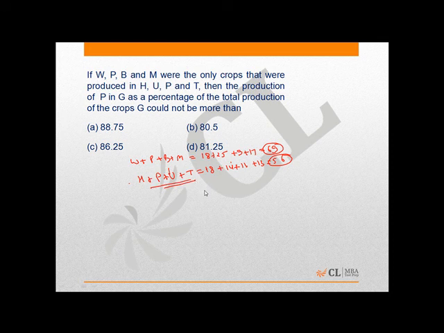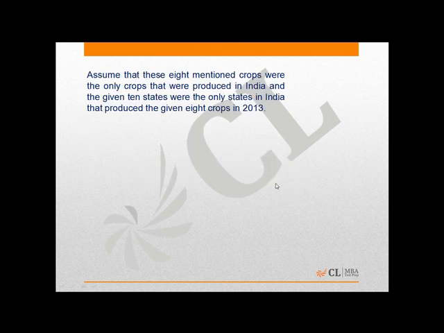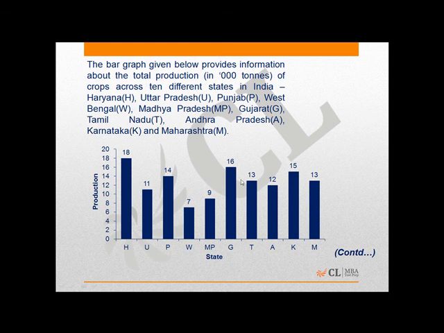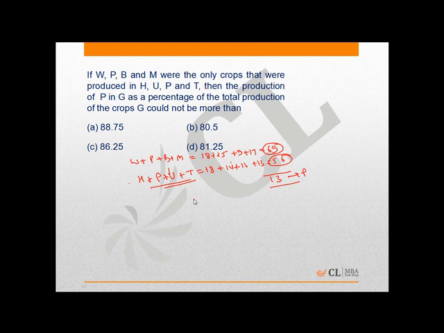Right. Now the leftover is 13. So the remaining 13 can be produced in other states also. And I have to maximize production of P in G. So if I assume that this 13 is all of P and that is produced in G, and G has 16 production, so 13 out of 16 is equal to 81.25%. So that should be my answer, option D.